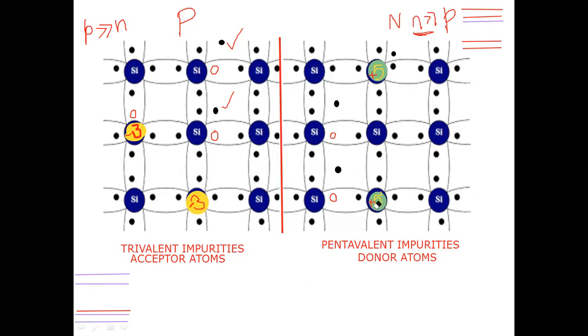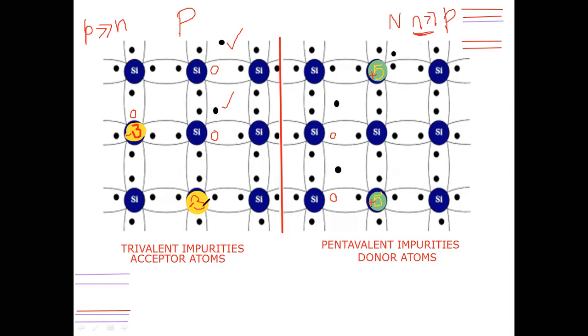That's why it will become positively charged. See here, it is not positively charged now. Just for representation I have put +5 here. But this atom will also become a positive ion only if it gives an electron for the purpose of conduction. Then only it will become a positive ion, right?